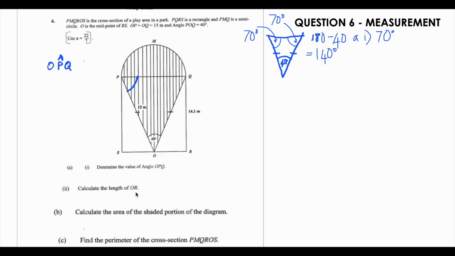It says calculate the length of O to R. So they want to know what the length from O to R is. Let's see what you guys would get if you try to calculate O to R. What would you do in this instance? You have a length here. You also have a length here. This length here is 15 meters, and you want to find this length. We did a question similar to this a few days ago. Let's see how you guys will come up with OR.